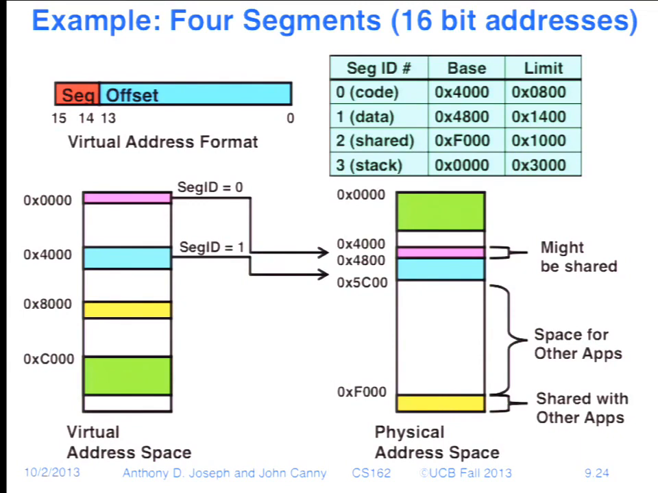By using the base and the limit, you get a range such that when addresses come in, they'll be checked. They'll be mapped, first of all, but they'll also be checked. And if they fall out of the range, it's going to throw an exception. Yeah? This table where they're actually doing this lookup would be stored where exactly?